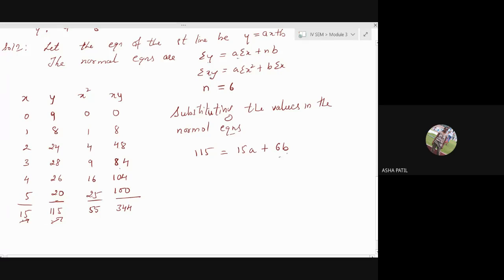Now go for the second equation. Summation xy, it is 344. A into summation x square. Summation x square here it is 55. So 55a. Then b into summation x. Summation x here we have taken already 15. So it is 15b. Solve this with your calculator and tell me the values.